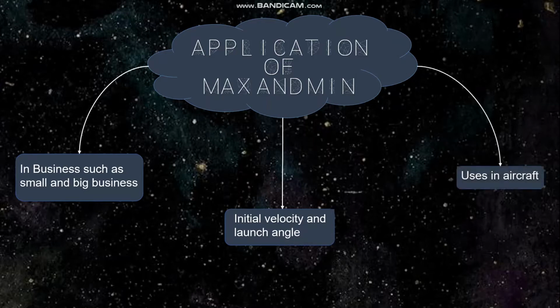Lastly, we use max and min in aircraft. In an aircraft ship they use max to calculate the takeoff of an airplane, to determine the maximum to take off, and for the minimum they use it for landing, which they calculate the minimum of landing to land on the ship carrier.